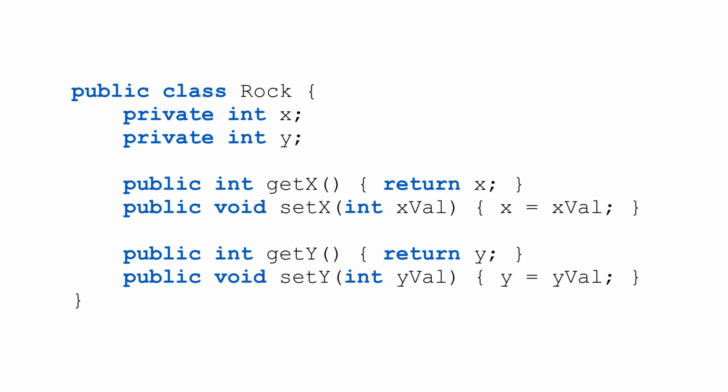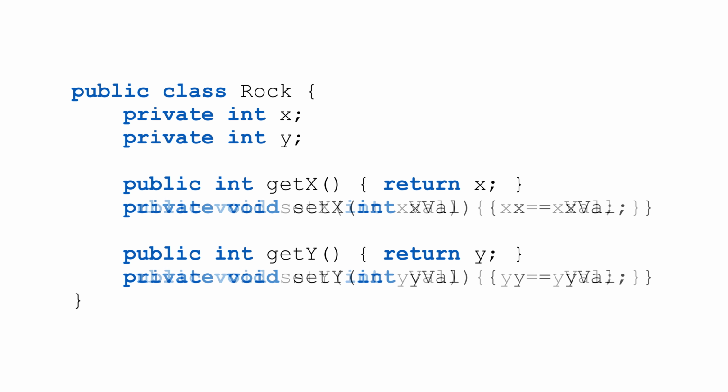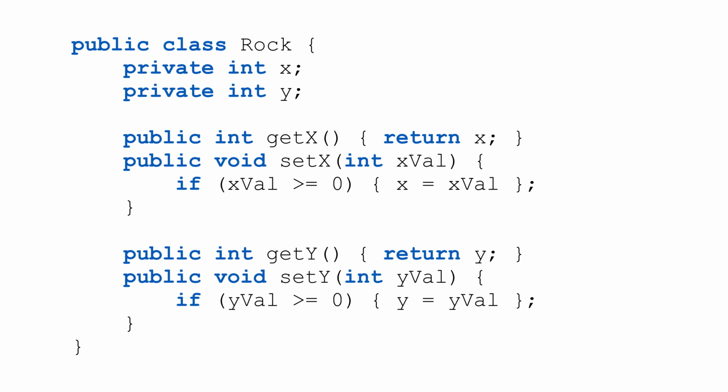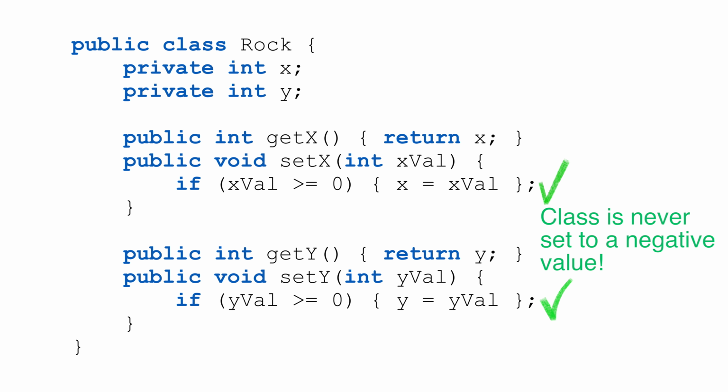Using getters and setters allows us to separate the behavior of changing the value and the value. We can make our setter private, and now we have a read-only value. Or we can use our setter to perform validation or other operations on the value before modifying the class state. If our rock can only be at positive positions, we can make sure the value is greater than 0 before setting it.